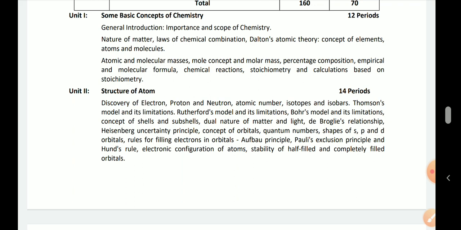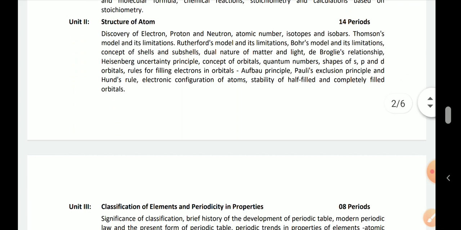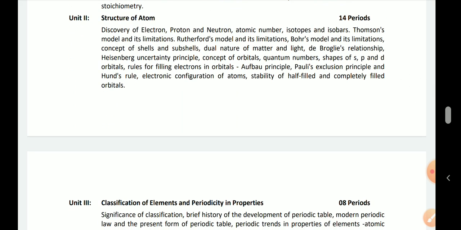Okay, your next chapter is the structure of atom. In this chapter also you have studied certain topics in your previous classes or in class 9th, and some new topics you will study in this chapter. Discovery of electron, you know who did this and how it was done. All this you have studied in your previous classes.